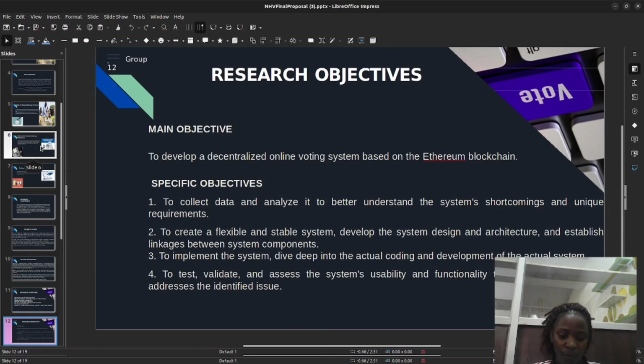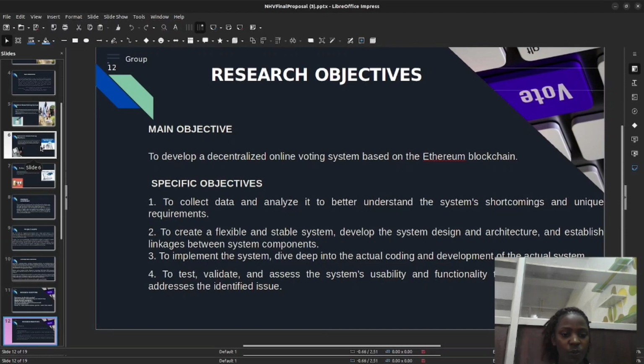Yeah, so after coming up with research questions, of course now we go to the most important part, which is setting up our research objectives. Our main objective is to develop a centralized online voting system based on the Ethereum blockchain. Breaking that down to the specific objectives, number one is to collect data and analyze it to better understand the system's shortcomings and unique requirements.